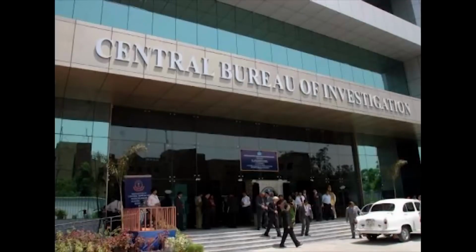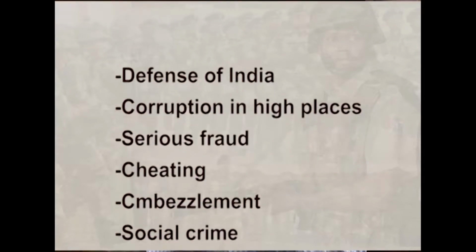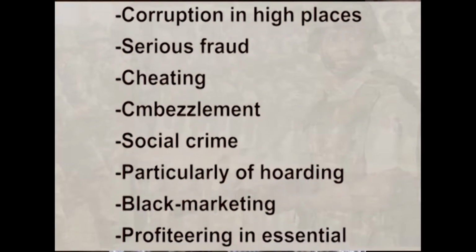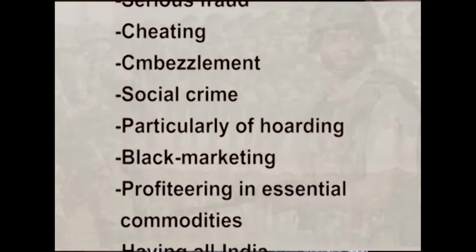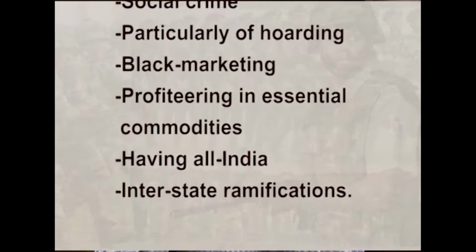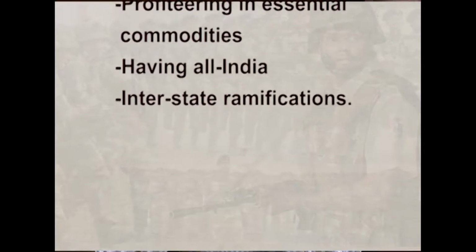Establishment Act 1946. In the year 1963, the Central Bureau of Investigation, commonly known as CBI, was established by the Government of India with a view to investigate serious crimes related to the defense of India, corruption at higher places, serious frauds, cheatings and embezzlement, and social crimes, particularly hoardings, black marketeering and profiteering in essential commodities, having all-India and interstate ramifications.